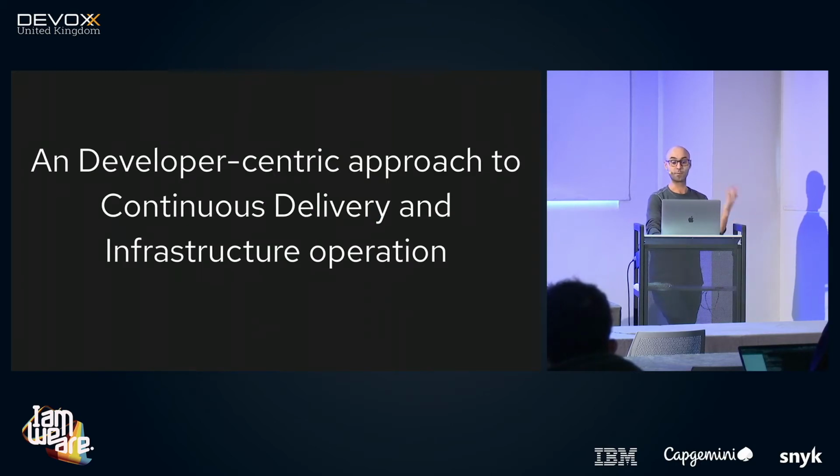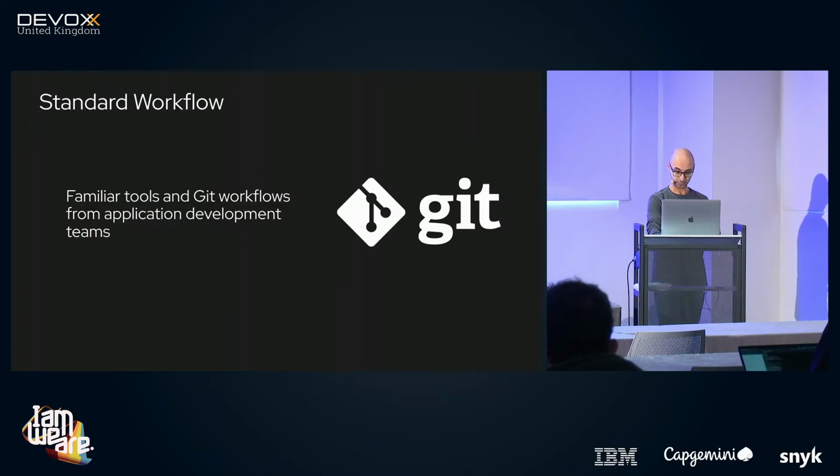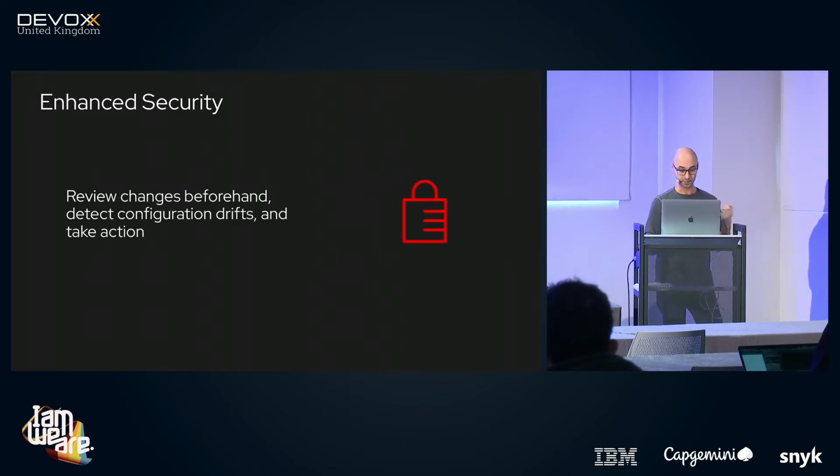So GitOps is a developer-centric approach to continuous delivery and infrastructure operation. And it's GitOps because all of us know Git, so why do we need to learn a new tool? As I said, we can review changes beforehand. We can send a pull request. Someone can review it and say, okay, it makes sense to do it, or, let's just check if it's really what we want.